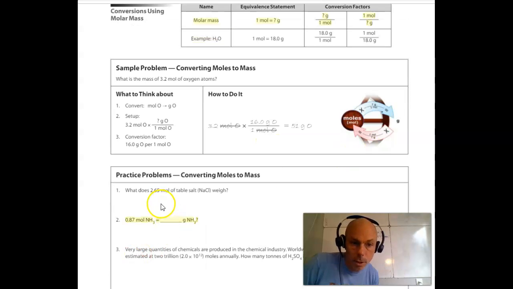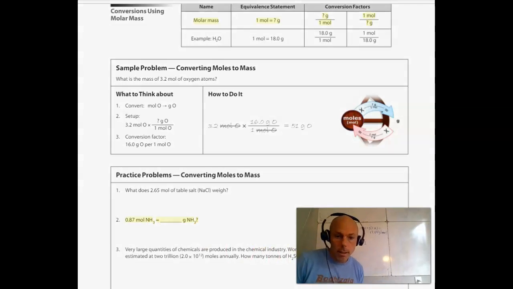All right, so I'm still on this same page, looking at practice problem 2 on page 121 of my ebook. Looks like I'm converting from moles to grams. I got 0.87 moles of NH3. That's ammonia, by the way, and I need to find the mass. So I'm going to be using the molar mass. All right.